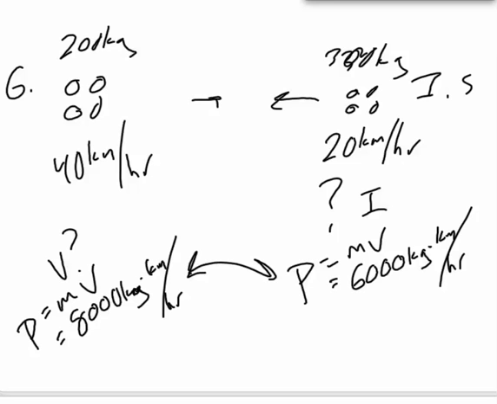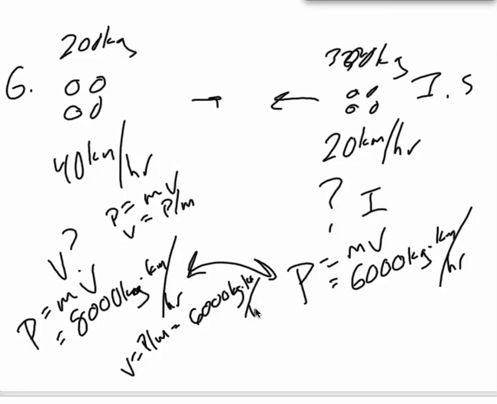The question is, if we know the momentum that's going to be transferred, how do we figure out velocity? Well, if we know that P equals mv, then v must equal what? P over m. So here we know that v equals P over m, and its new momentum that's being transferred is going to be 6,000 kilogram km per hour. And what's its mass? 200 kilograms. So what's 6,000 divided by 200? 30. So 30 is the new velocity, which is 30 km per hour.